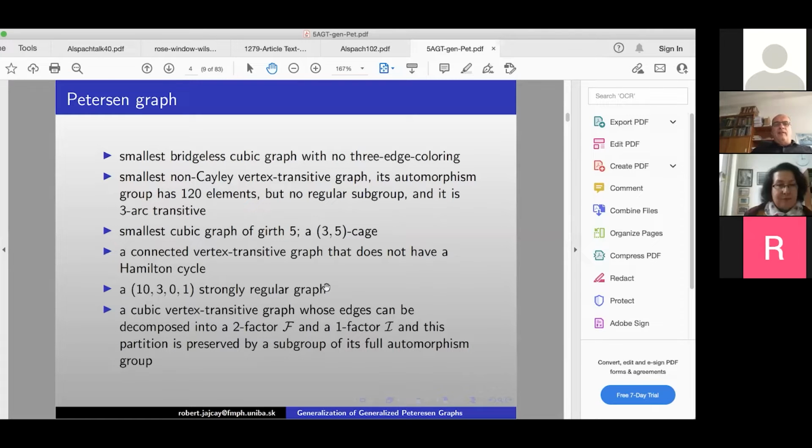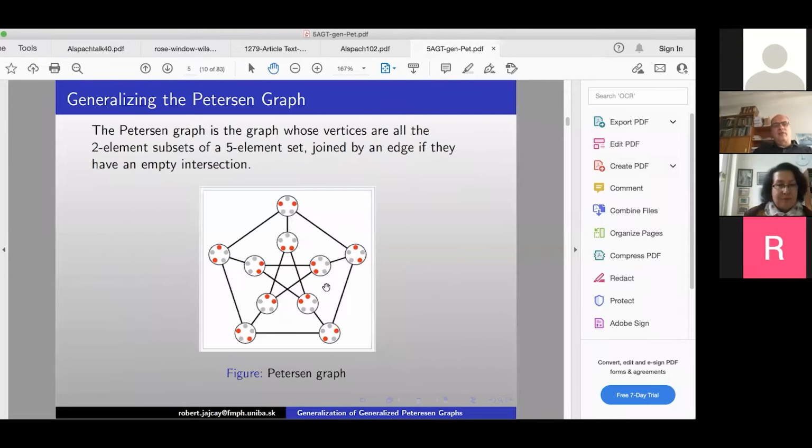So the Petersen graph has lots of nice properties, and so it's absolutely natural to ask whether we can generalize this to a larger family of graphs while keeping some of these properties. It's kind of hard to keep all of them. For instance, we don't know an infinite family of connected vertex-transitive graphs that don't have a Hamilton cycle. So I'm not promising an infinite family keeping all the properties of the Petersen graph, but I want to look into generalizations of Petersen graphs and ask questions of this type for the generalizations.